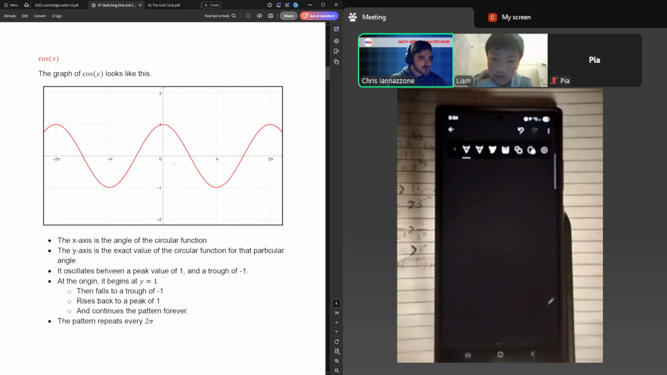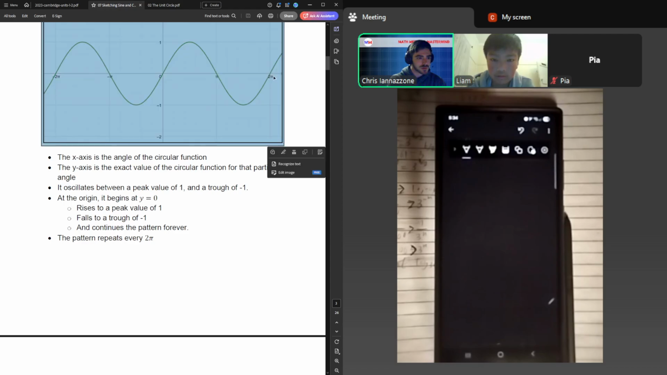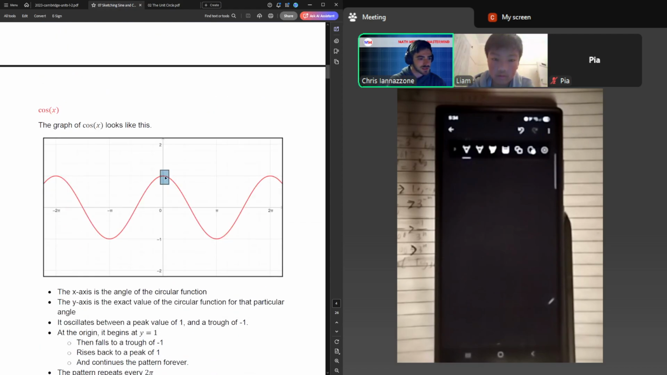Cosine looks very similar. The only difference is that it's going to start at a peak, whereas sine started at a middle. You can see sine goes middle, peak, middle, trough, and then continues, whereas cosine starts at x equals 0, but the y is a peak value at that spot.